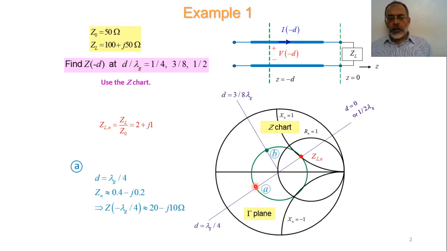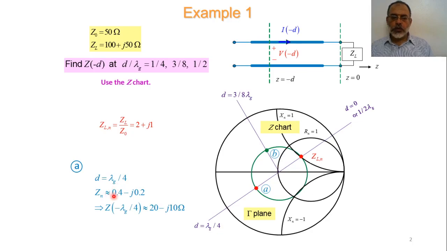And by determining the intersection point, we can obtain the corresponding constant R circle and the corresponding arc X. So the corresponding R circle in this case is 0.4, and the arc is in the lower side of the Smith chart, so it is negative. And the arc in this case was 0.2 with negative sign, so it is 0.4 minus j0.2. This is the normalized impedance at a distance lambda by 4.